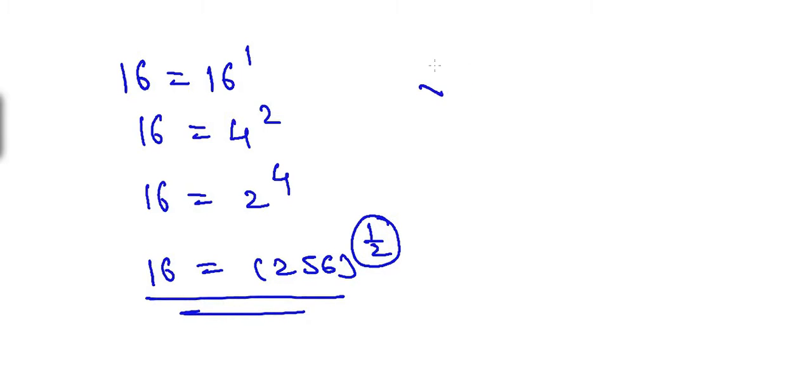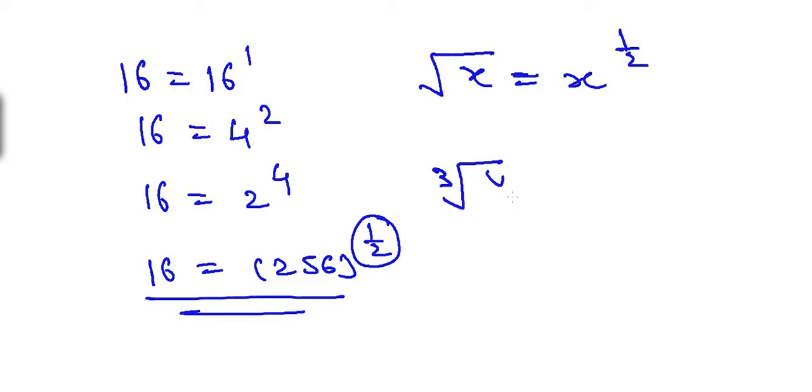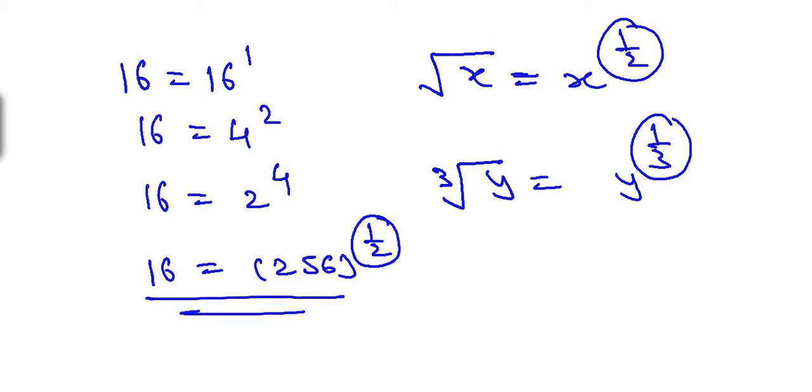Say for example, we want to write square root of x, then that can be written as x raised to half. Cube root of y is written as y raised to the power 1 upon 3. So these fractional powers always represent a root of the given number. Now in case of the 16 expressed in different forms, see when there is a change in base, there is a change in power. For 16, if base is 16, power is 1, base 4, the power is 2, base 2, the power is 4, base 256, the power is half.